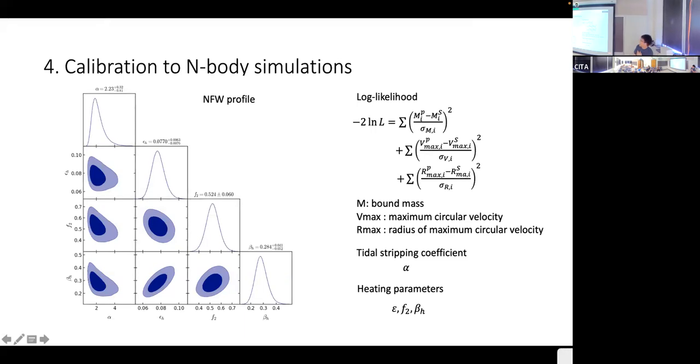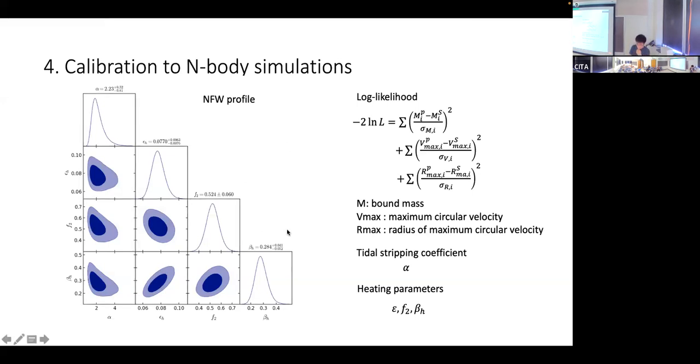So here is the log likelihood function we use. The first term is from the fit for the bound mass of the subhalo, and the second line here is the fit to the maximum circular velocity. The circular velocity we can compute as the square root of GM over r. So this maximum circular velocity is just the peak of this circular velocity, and r max is the radius where this maximum is reached. So basically, these two, r max and v max, will determine the shape of the density profile.